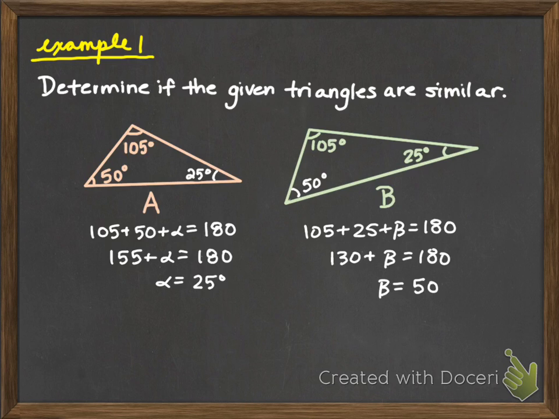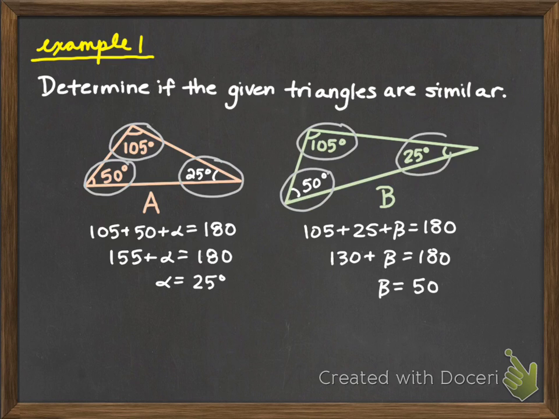So if we look, we've got three sets of corresponding angles. We've got 50 degrees here, 105 degrees here, 25 degrees here. So these triangles are similar, and we denote that as follows. We say that triangle A is similar to, so that's what this squiggle here means, triangle B, and that's because all of their angles are the same.